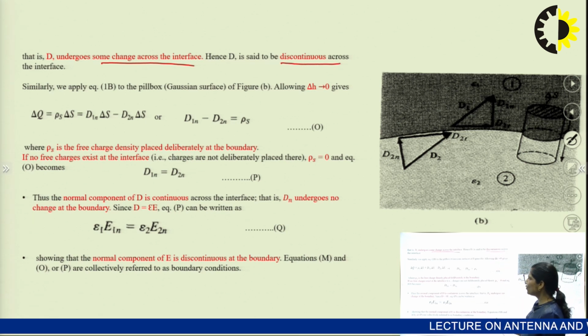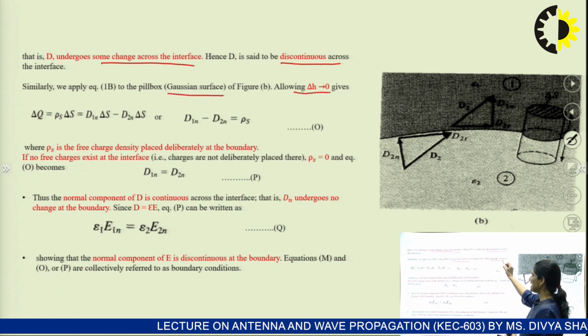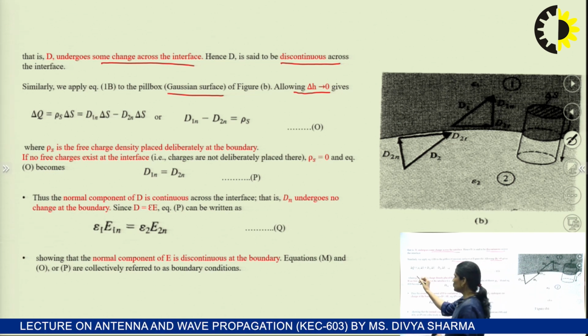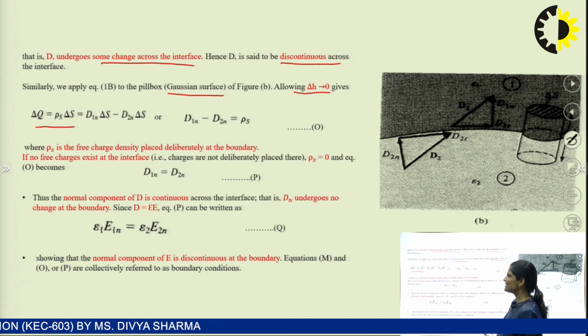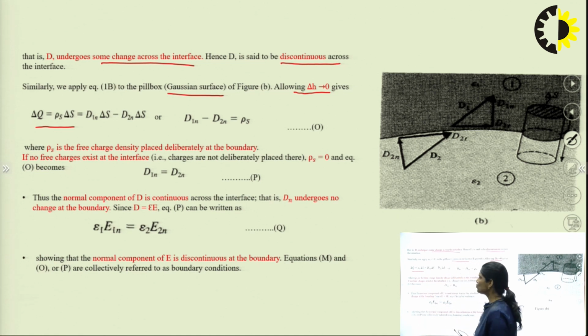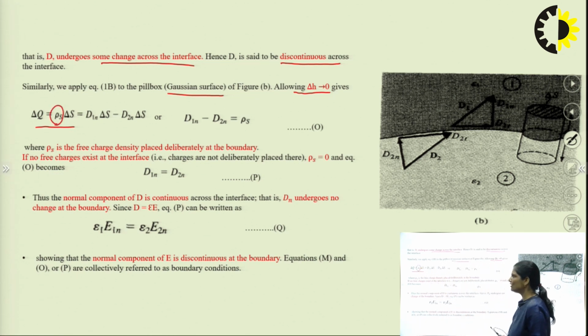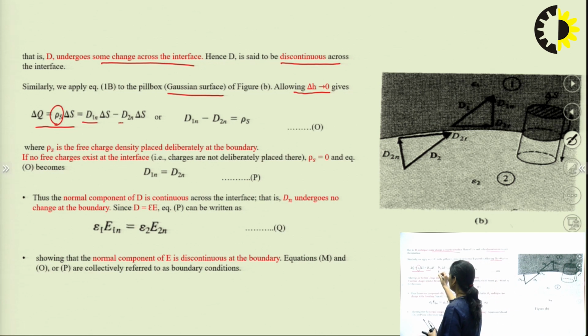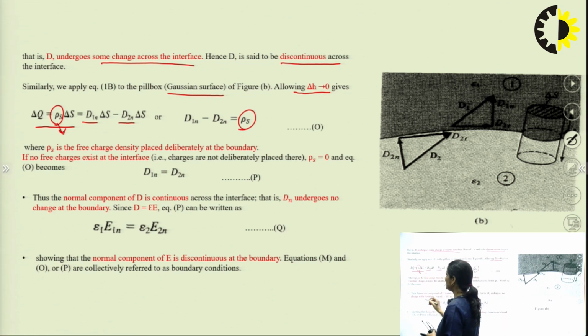Now, according to the Gaussian surface, if delta H tends to 0, then delta Q is equal to rho S delta S. Delta S is the surface, rho S is the surface charge density, and Q is the charge on that surface. Decomposing, the charge density rho S is equal to D1n minus D2n, and you can put the value of charge density here.